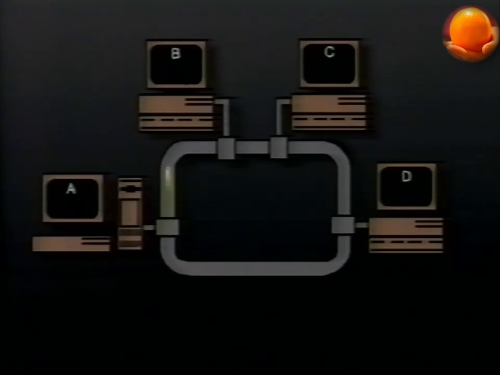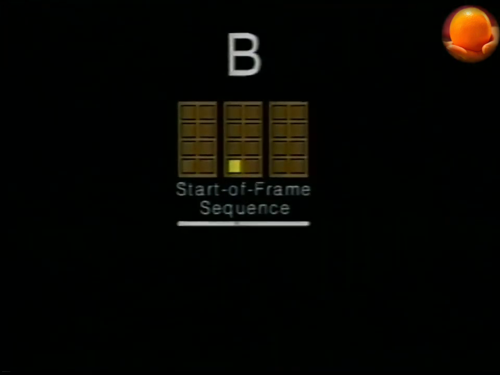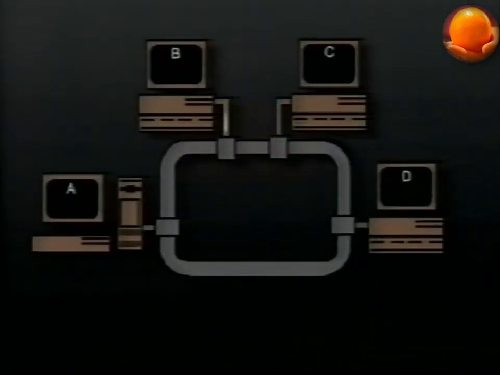When the frame finally returns to station B, the station that originally sent it, it removes the frame from the network by not transmitting it to the next station. If station B has no more frames to send, it turns the start of frame sequence back into a token and transmits it to station C. This allows station C to begin transmitting frames of its own.